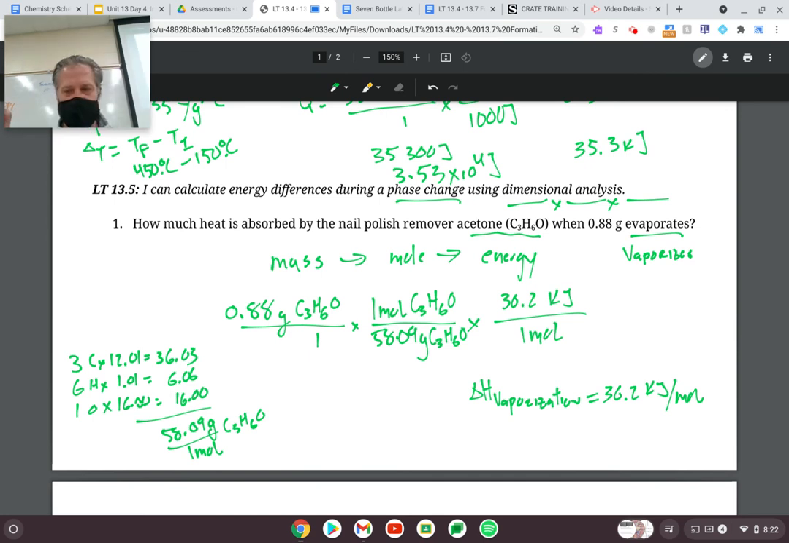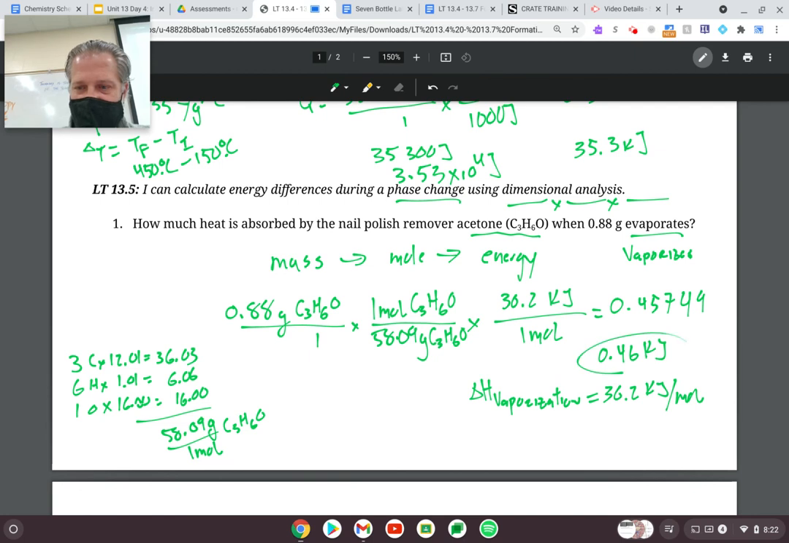So when I plug this into my calculator, I'm going to take the 0.88 divided by the 58.09 times the 30.2, and I get the amount of energy required here to be something like 0.45749. But because I need to have 2 sig figs, it's 0.46 kilojoules of energy.